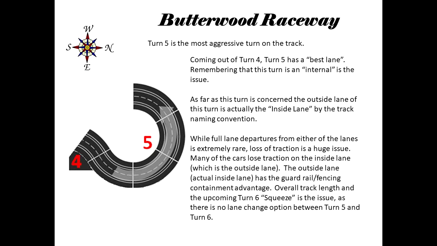As far as this turn is concerned, the outside lane of this turn is actually the inside lane by the track naming convention. While full lane departures from either of the lanes is extremely rare, loss of traction is a huge issue. Many of the cars lose traction on the inside lane, which is the outside lane. The outside lane, actual inside lane, has the guardrail and fencing containment advantage. Overall track length and the upcoming turn 6 squeeze is the issue, as there is no lane change option between turn 5 and turn 6.